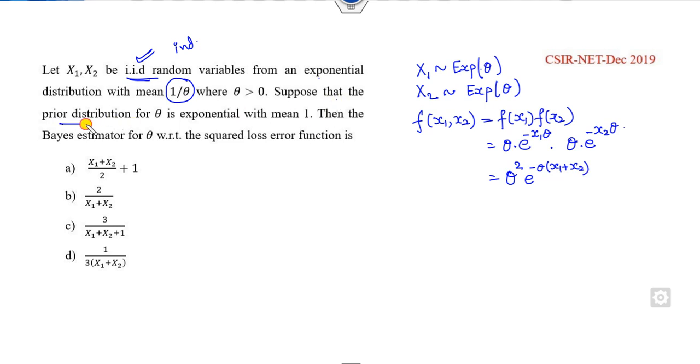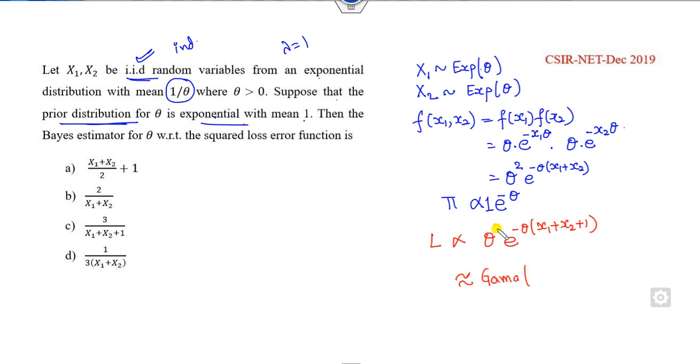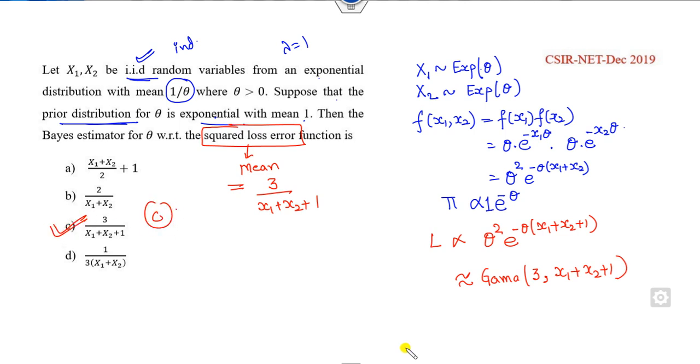Fine. What is the prior? The prior distribution, pi, is again an exponential distribution with mean 1. So I can consider this as e raised to power minus theta, since the mean is 1. Now you can define the likelihood function, keeping only the terms which involve theta. It is theta square e raised to power minus theta times (x1 plus x2 plus 1). Which distribution does it follow? This is a gamma distribution. Fine. The parameters are n plus 1 and x1 plus x2 plus 1. Now you need the absolute loss error. That means you have to find the median... the mean of the gamma distribution. What is the mean of the gamma distribution? Alpha over beta. So what is the right answer? C is the correct answer.